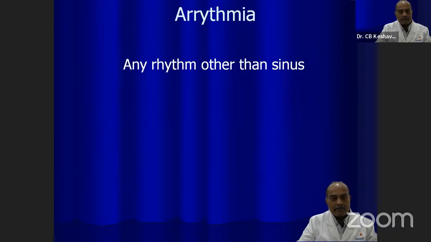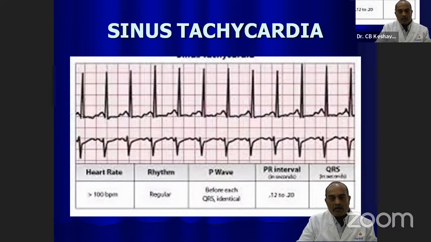So what is an arrhythmia? Basically, arrhythmia, the word by itself means that rhythm is a normal sequential activation. Anything other than the sinus rhythm is called an arrhythmia. The commonest physiological arrhythmia is sinus tachycardia.